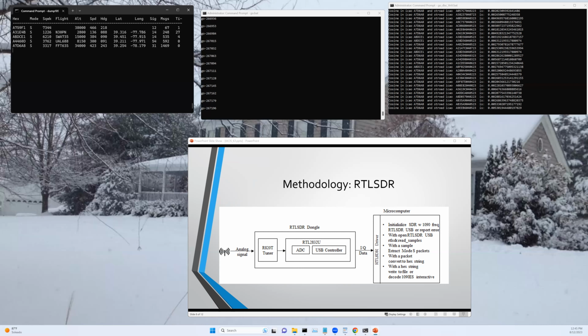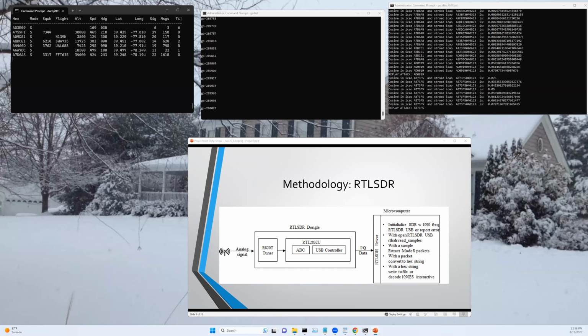The methodology in this paper uses an RTL2832U based dongle that attaches to a microcomputer via the USB interface. A coax cable connects the receiver to a single pole antenna. Software drivers are installed that enable the operating system to communicate with the radio receiver as shown here. And again, ADS-B messages are transmitted at 1090 megahertz.